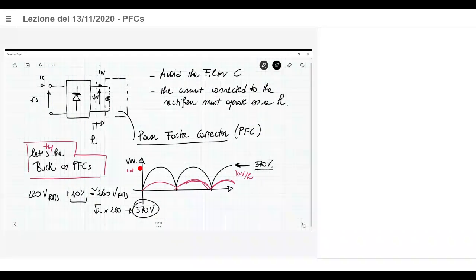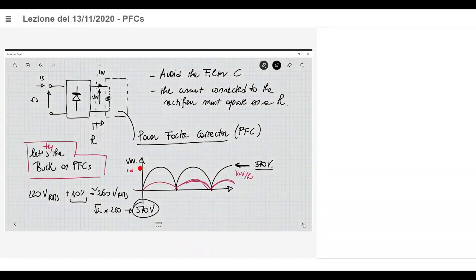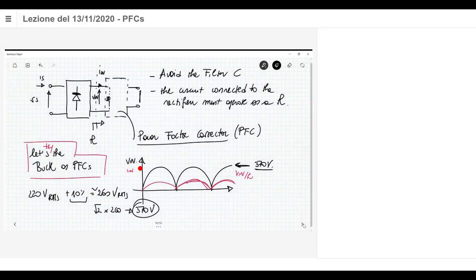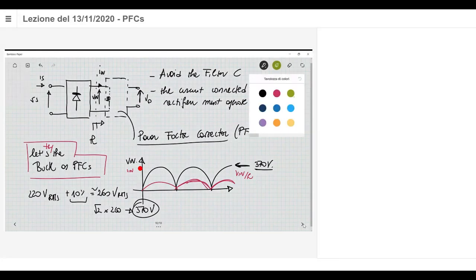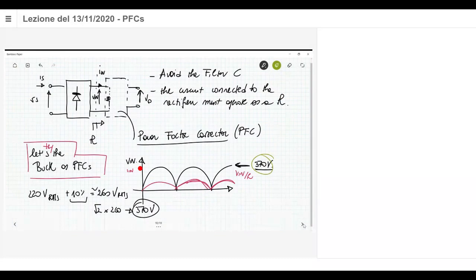This is in Europe. In the US, for example, the peak value can be lower than this, say 130 volts at the input. What is the basic characteristic of a buck? The buck generates an output voltage which is less than the input voltage. Okay, the buck steps down the input voltage to a lower value. So if you look at the output voltage V0, the output voltage is something which is less than 360. It should be, for example, something like this.